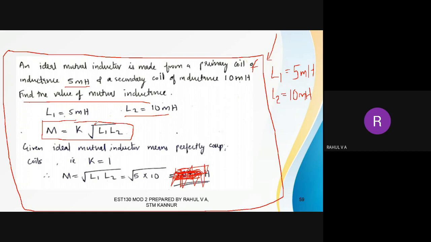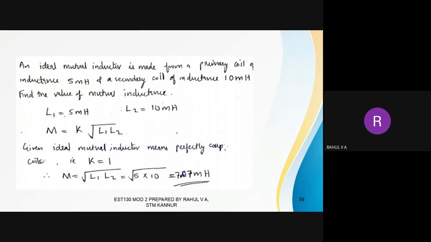And now the equation is M is equal to K into square root of L1 L2. And what about the value of K? From where we will get the value of K? They have not given the value of K. But please note that they have given a hint here: an ideal mutual inductor. This word is very important, ideal.